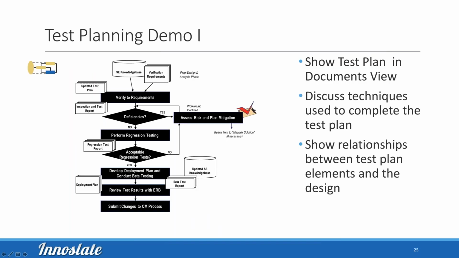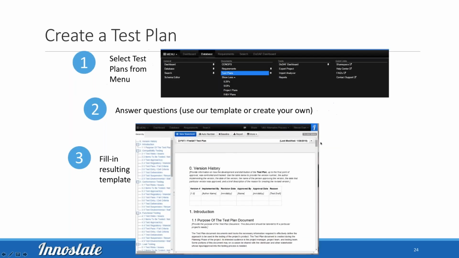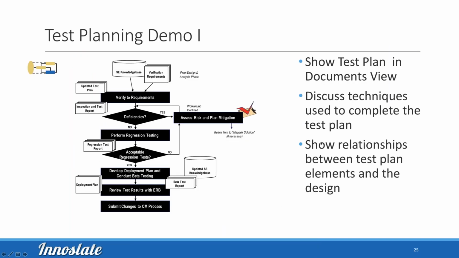Now, that sounds like, gee, why didn't I just do that in Word? But it turns out that there's some real value, I'll show you in a second, of doing it within the tool. So for that part of the demo, I'm going to show you the actual test plan in Documents view that we've got working. I'll also discuss some of the techniques to use to complete the test plan, and then I'm going to show some relationships between the test plan elements and the design.